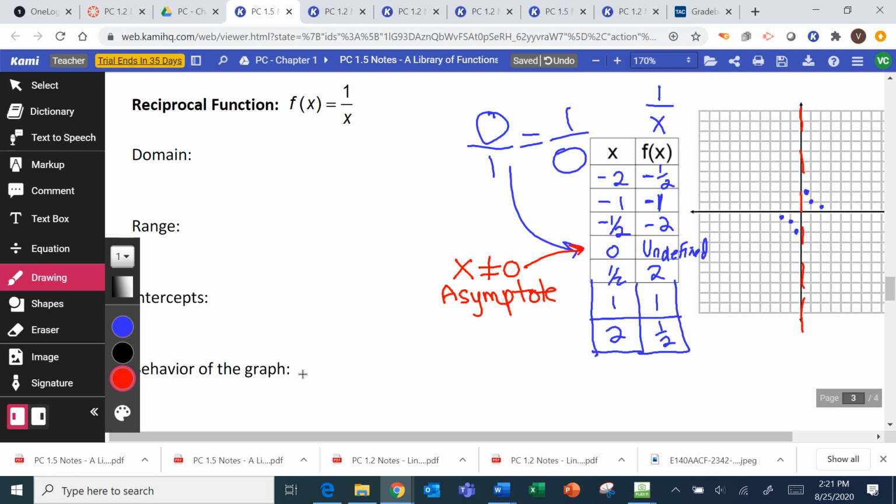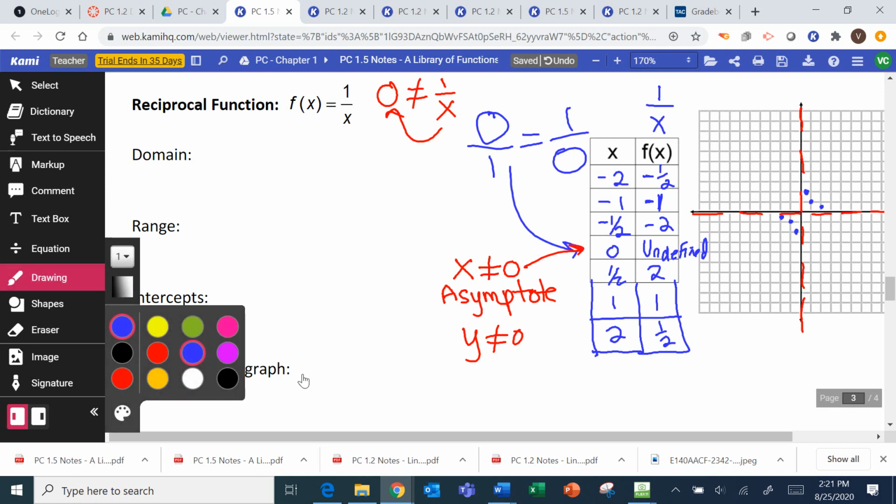Because x can't be 0, there's no way that we can have 0 in for y and solve for x. There's absolutely no x value that can make y 0. The only thing that could possibly do it would be 0, but x can't be 0. So y can also not equal 0, which is another asymptote. So at y equals 0, there's an asymptote. So the axes become asymptotes.